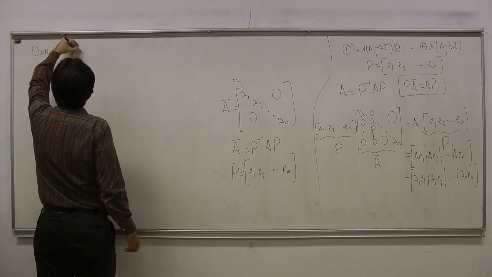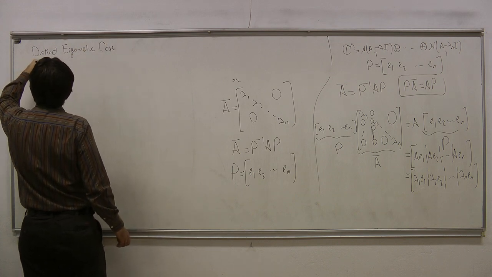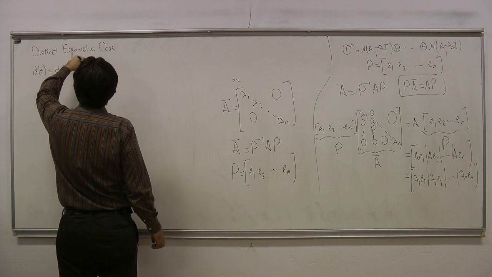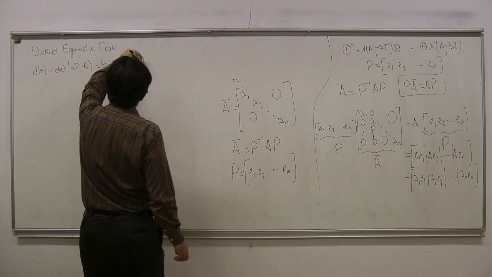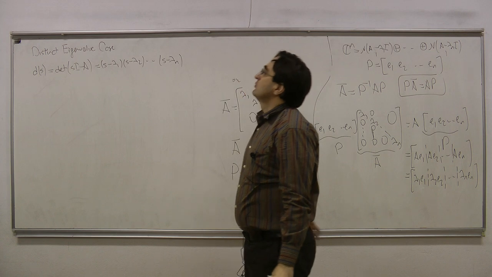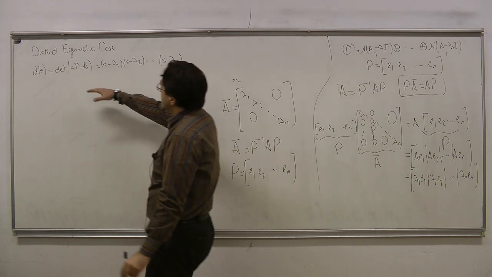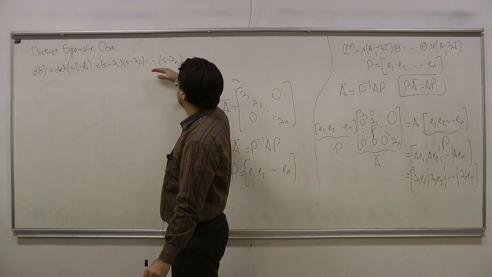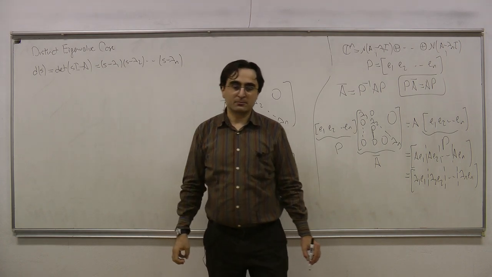Distinct eigenvalue case, this D of S would be SI minus A, and it would be just this: S minus lambda 1, S minus lambda 2, going until S minus lambda n. Okay? So this is the distinct eigenvalue case. So the characteristic polynomial is the multiplication of n first order terms, and none of the terms are the same.